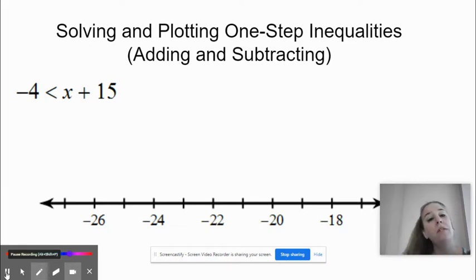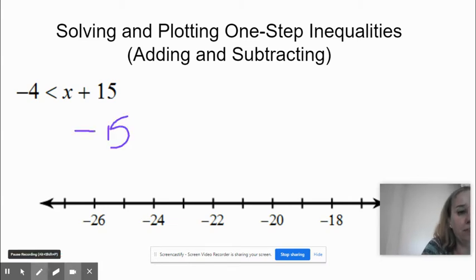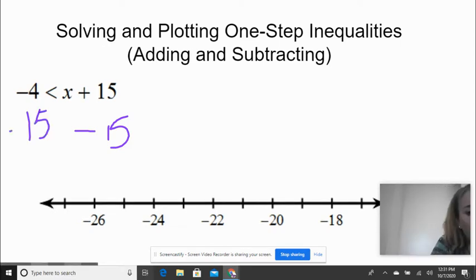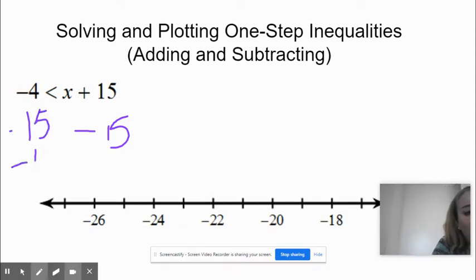Okay, so we have x plus 15. We have to isolate the x. So we're, of course, going to just, it's a positive 15, so we have to subtract 15 from both sides. Subtract 15 from both sides. So we get negative 19 is less than x.